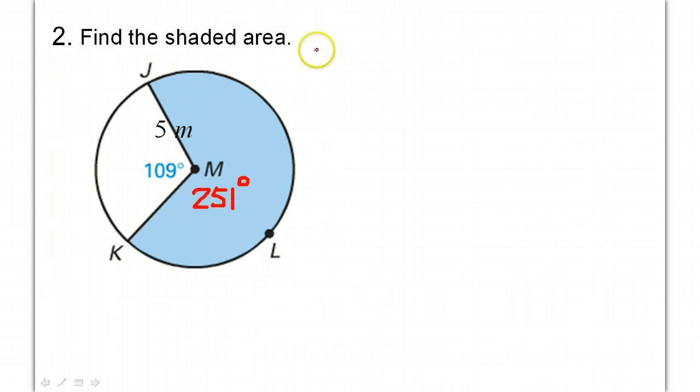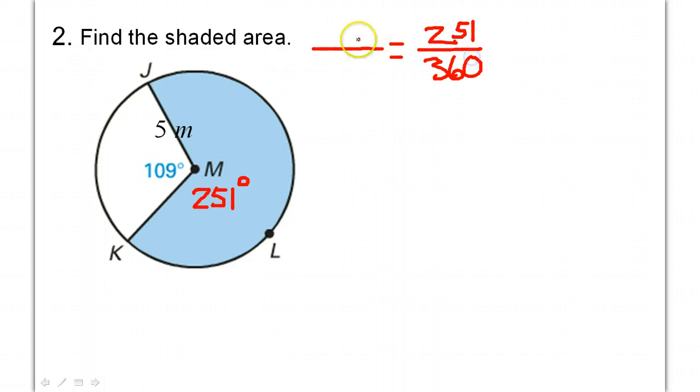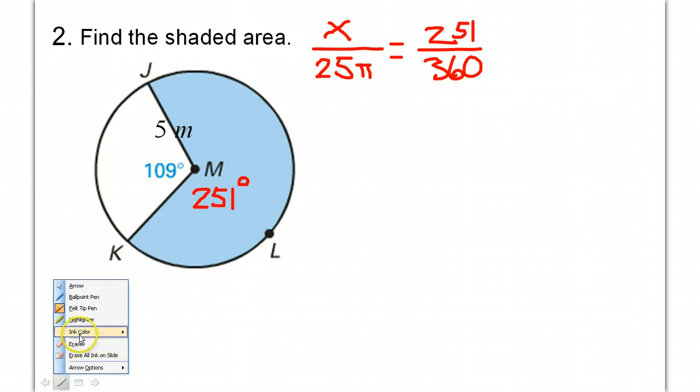So here we go. Part over whole equals part over whole. That's what we're going to do. So that leaves us with 251 degrees over 360 equals x over 25 pi. Where did the 25 pi come from, you ask? Well, let me show you.